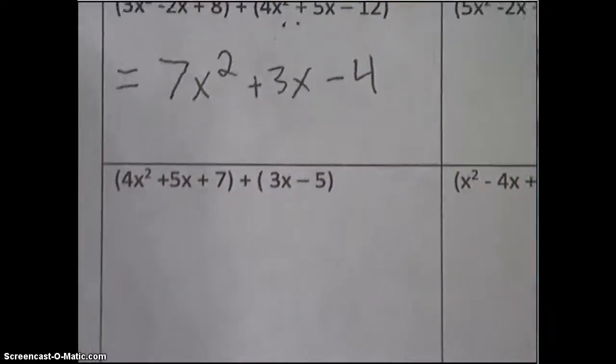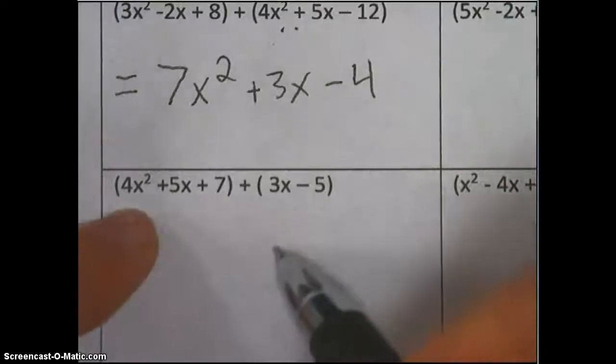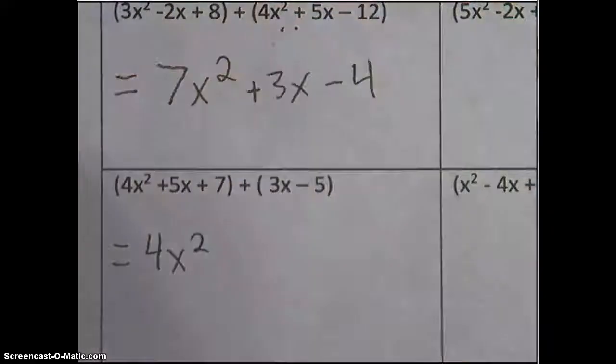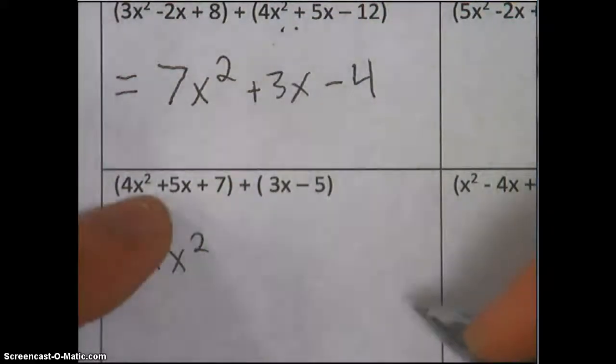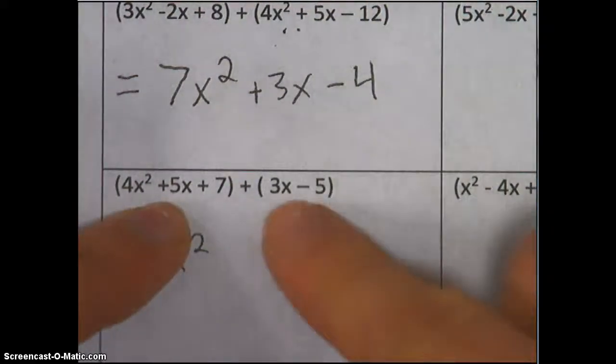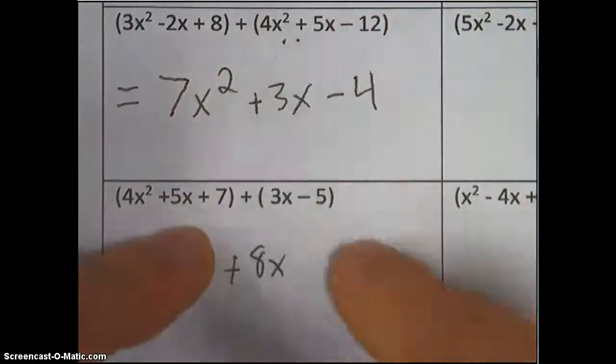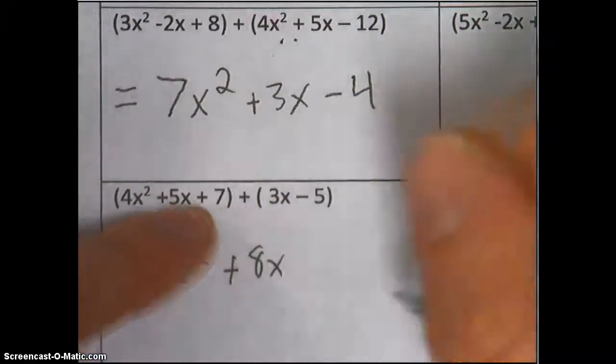Let me show you another one really quick. How many x squareds do I have? I've got 4x squared here, and I've got none over here, so I've got a total of 4x squared. How many x's do I have? 5 here, 3 here. 5 plus 3 is 8x. 7 minus 5, that's 2.